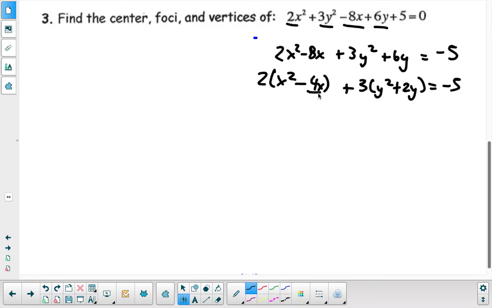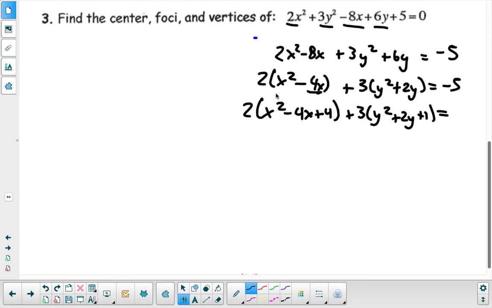And you are going to take half of this, square it, and then add that inside the parentheses. I'll show you what to do with that in a second. So half of 4 is 2. 2 squared is 4. Half of 2 is 1. 1 squared is 1. Now you're not adding 4 and 1. You're going to be adding 2 times 4 and 3 times 1.